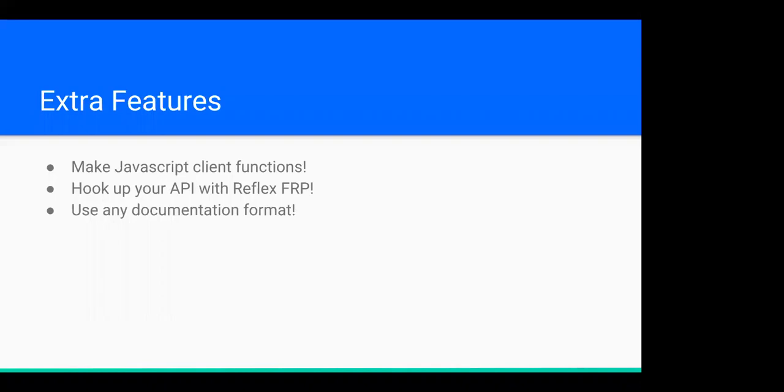There are even a couple of features that I didn't really go through. Just like it can generate Haskell client functions, servant can actually generate JavaScript code that will access client functions that can call your API. If you are doing a Haskell front end with Reflex FRP, I think there is a servant-reflex library that makes it really easy to hook up with that. There's also a library called servant-pandoc that allows you to use any documentation format you want. So lots of extra features.